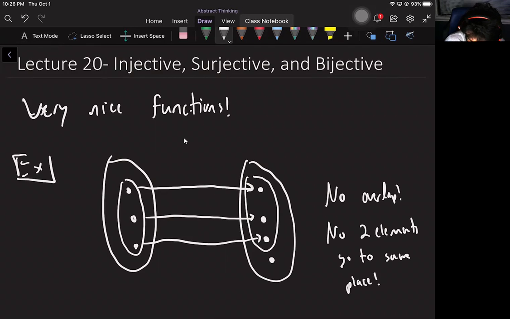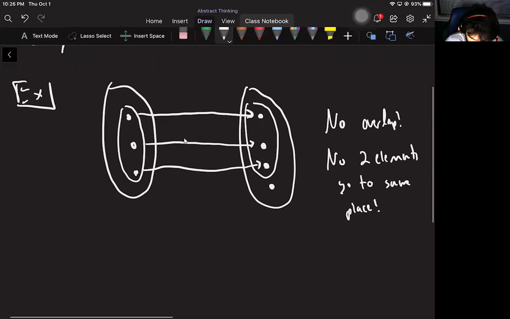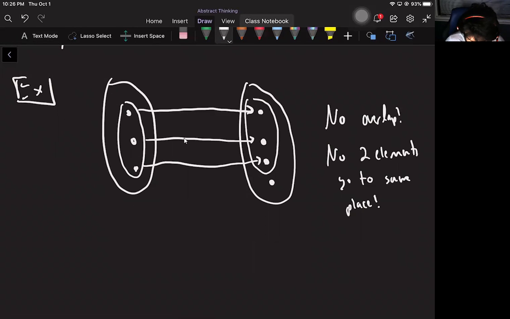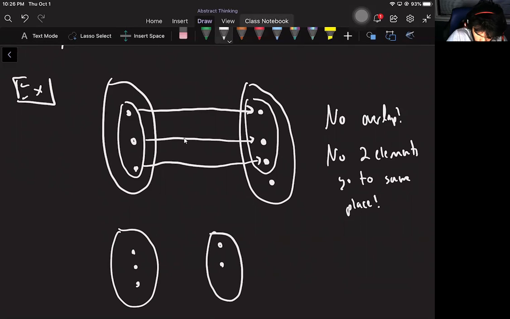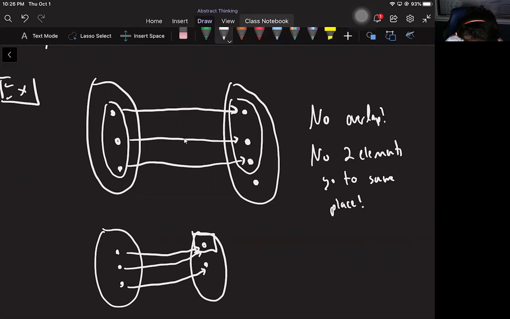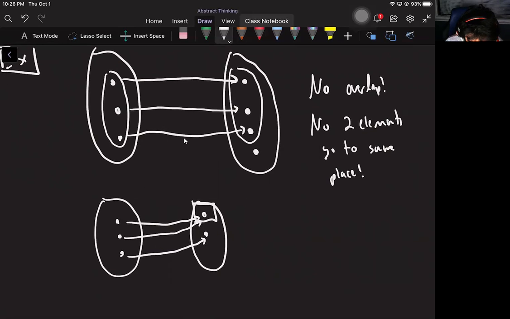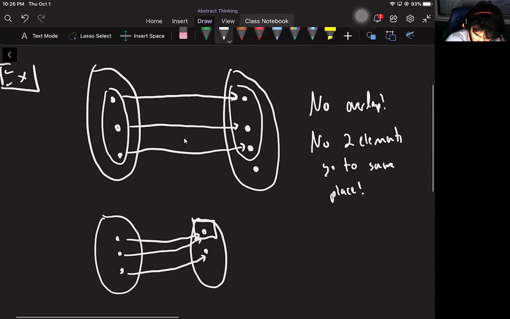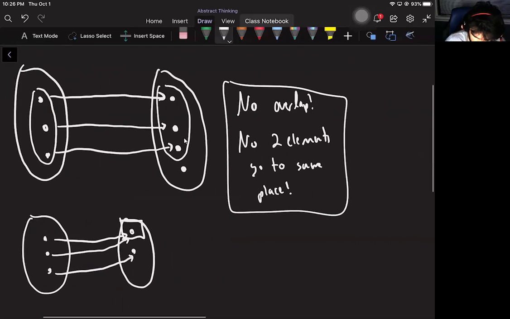And this is an especially nice property because it sort of creates a copy of the first set inside of the second set. As opposed to something that's not like that, it would be something like this. So here, this dot is coming from two different places. So there's sort of this overlap going on. Okay, so that's one nice property, not having any overlap.